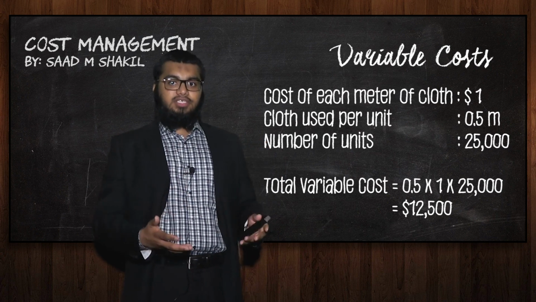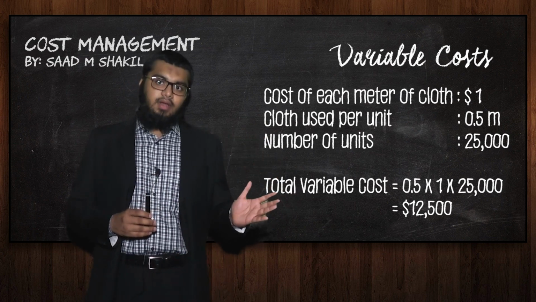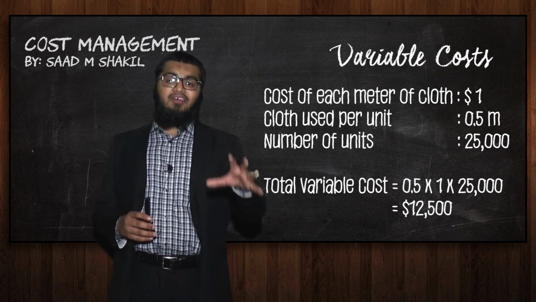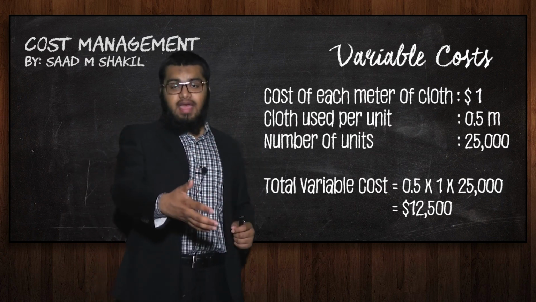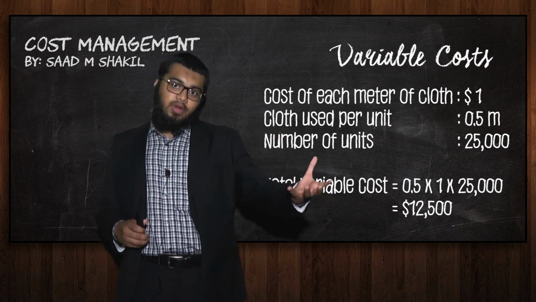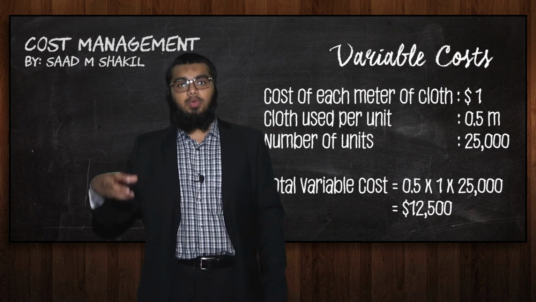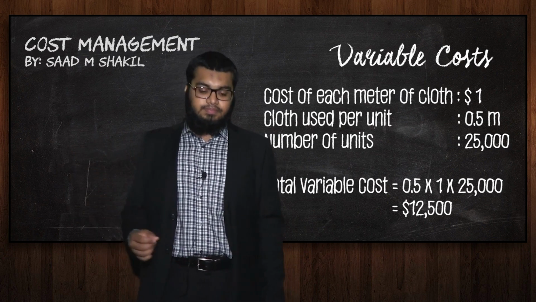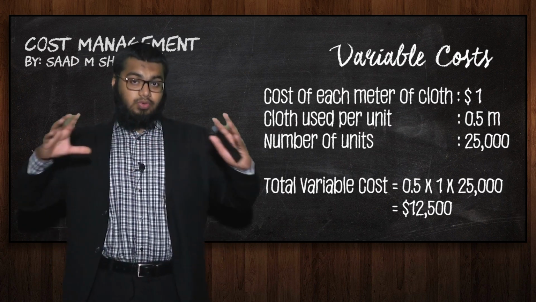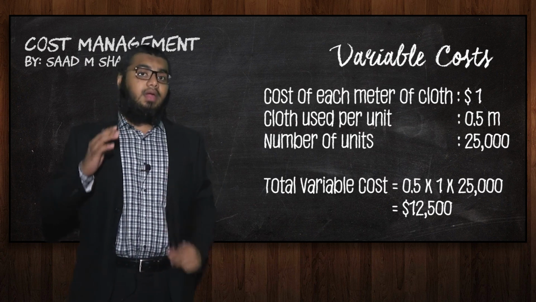1 unit of production, a shirt or whatever that might be, uses half a meter, and each meter costs you $1. So 1 shirt is taking $0.50. And you have 25,000 shirts or units of production. So half multiplied with 25,000, you have a total variable cost of $12,500.